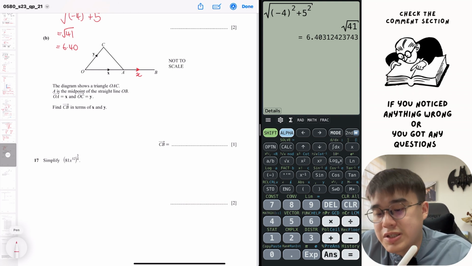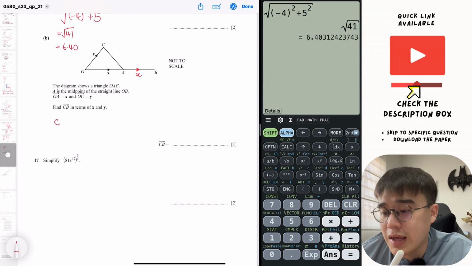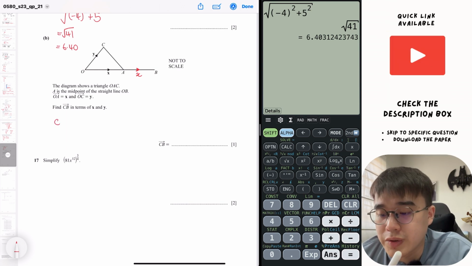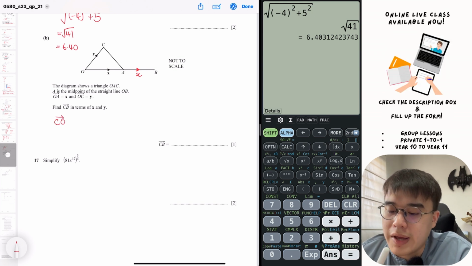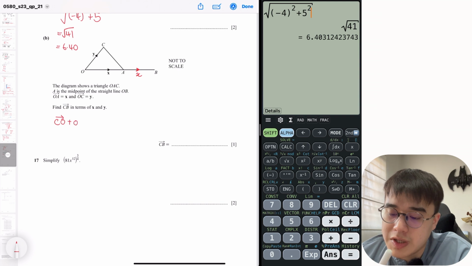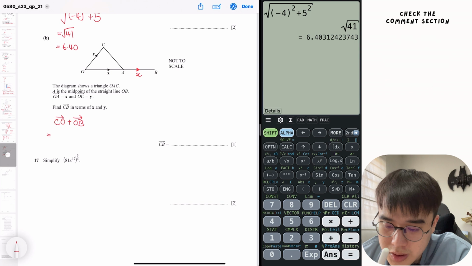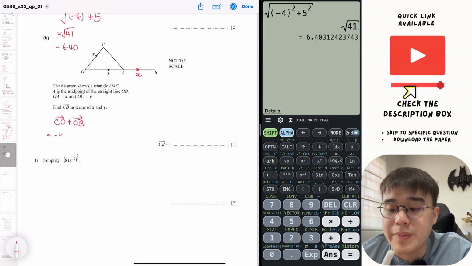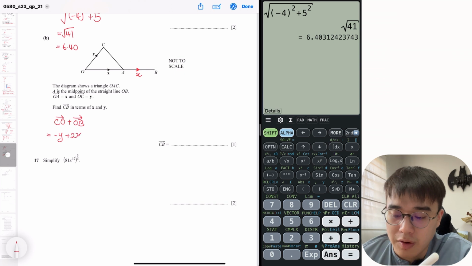Okay, so to get to CB means it starts from C. I can't straight away jump to A because there's no information showing us that. So I have to go through the origin first, CO, and then I can use the OB straight away. So CO itself, there's a change of direction. So the Y, instead of using positive, it will become negative here. And then with a 2x, you will get your full answer.